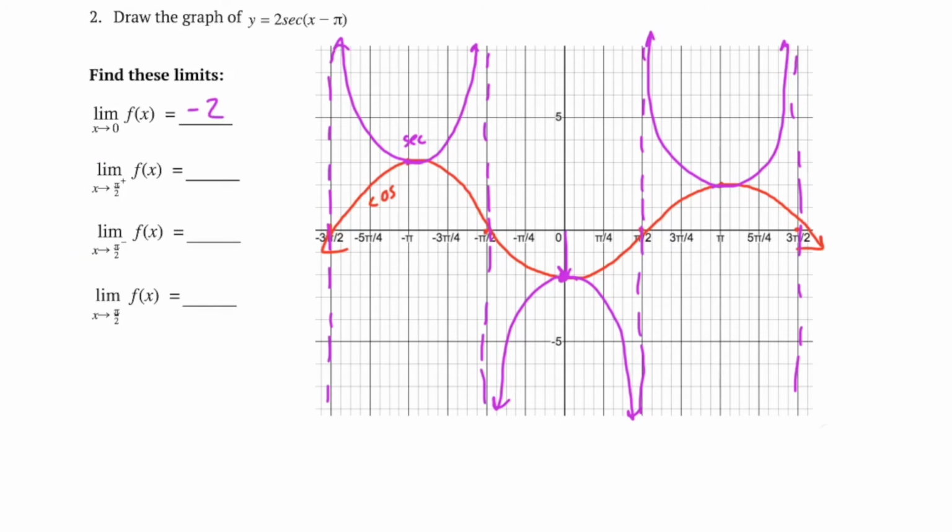But again, these are a bit trickier. So this one says what is the limit of the function as x approaches pi over 2. Again, that plus sign means from the right. So if I look at where x equals pi over 2, I can see there's a vertical asymptote here, and that's what's making this question trickier.